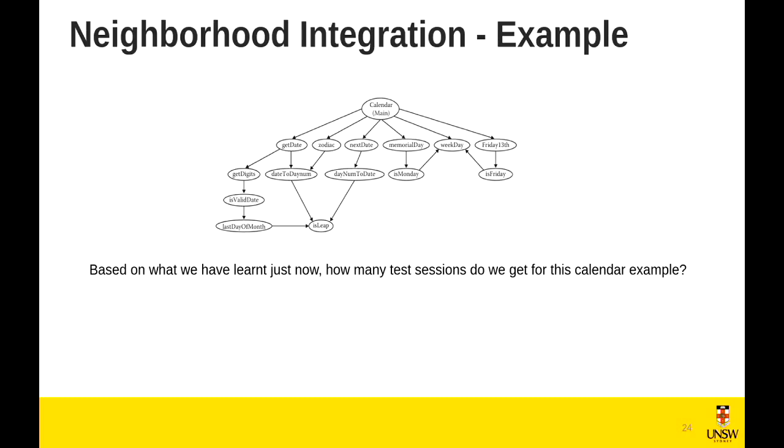So this time we don't do a live poll. Let's save some time. Based on what we have learned just now, how many test sessions do you think we need for this calendar example here? How many testing targets can we derive for this example to do neighborhood integration? Do you have an answer now?